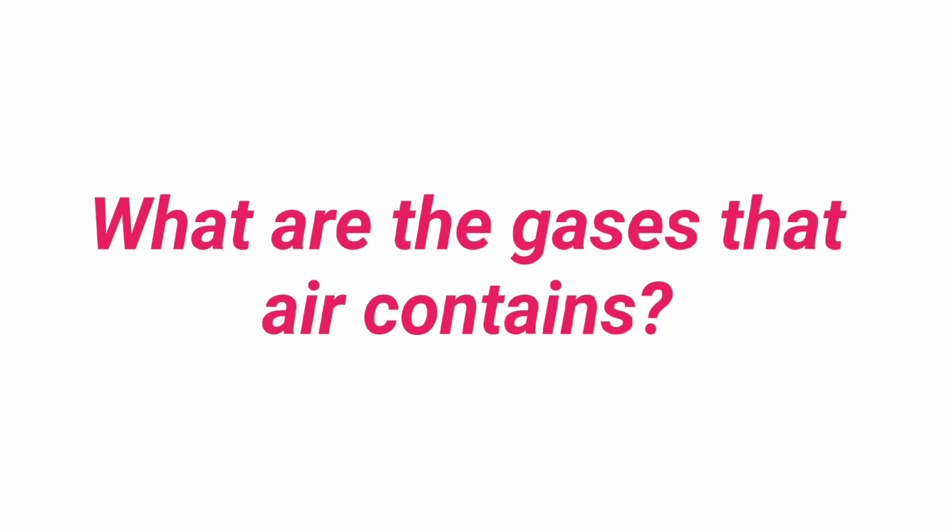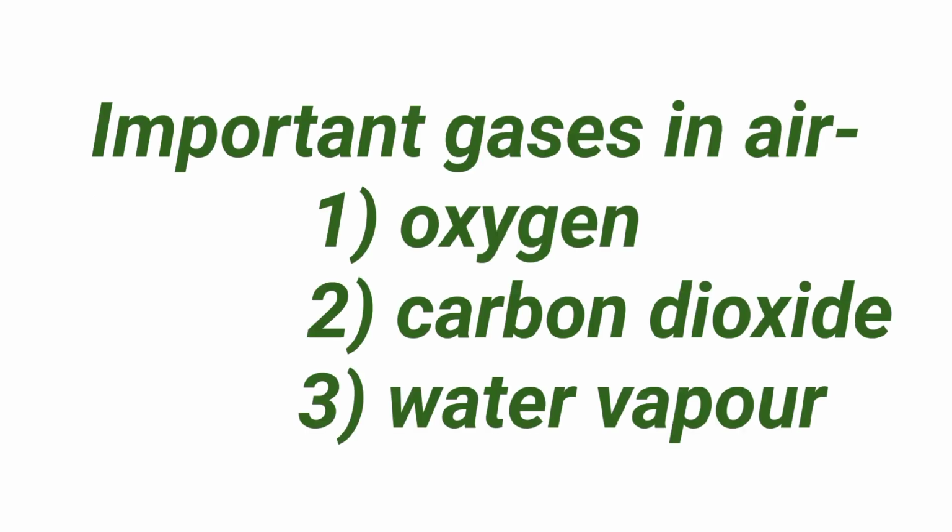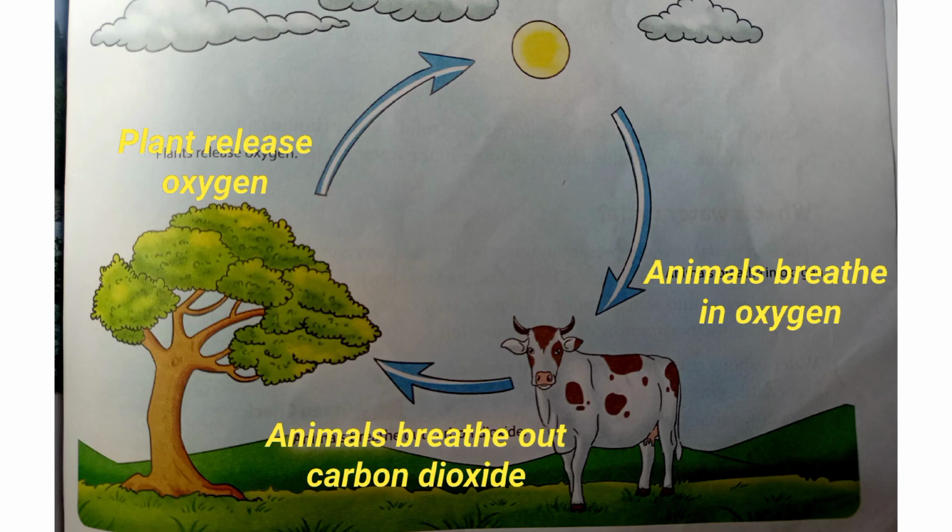What are the gases that air contains? Air contains many gases important to plants and animals. Some important gases in the air are oxygen, carbon dioxide, and water vapor. Now we see the information about the gases oxygen and carbon dioxide.